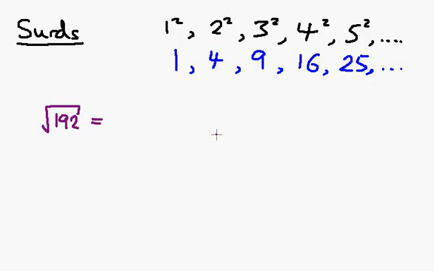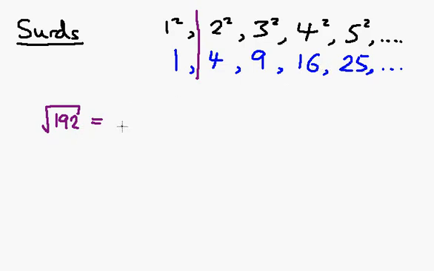Okay, we're going to look at a slightly more complicated example now. We're going to look at the square root of 192. Now, I've written up the square numbers again. We know that 1 isn't going to really help us, so the square numbers that we're really going to be concentrating on are 4, 9, 16, 25 and upwards.